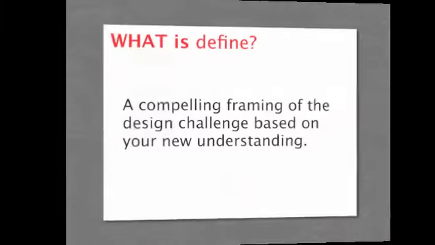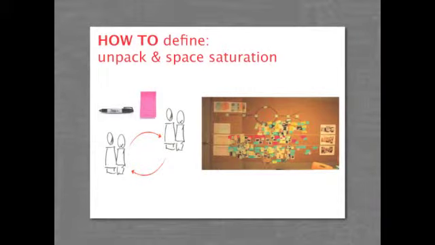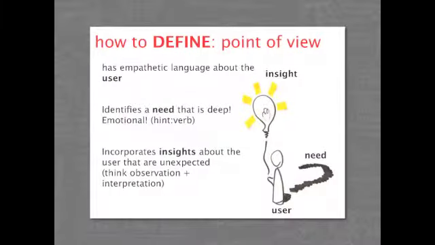Define. The define stage in the design thinking process is a compelling framing of the design challenge based on your new understanding. During the define process, you want to unpack and saturate the space with your findings. Use post-it notes to write down your observations, group those into similar findings, see what patterns emerge. To define, it helps to create a point of view. A point of view has empathetic language about the user. It identifies a need that is deep and incorporates insights about the user that are unexpected.